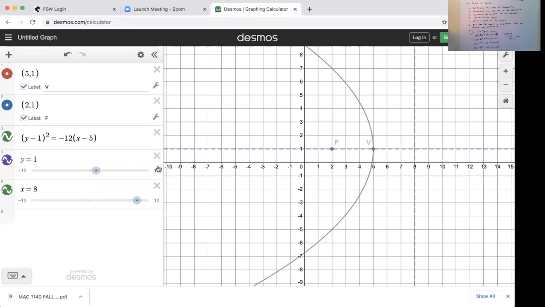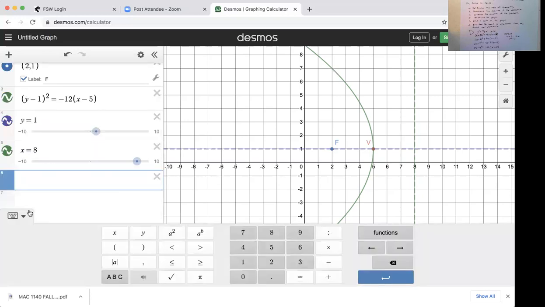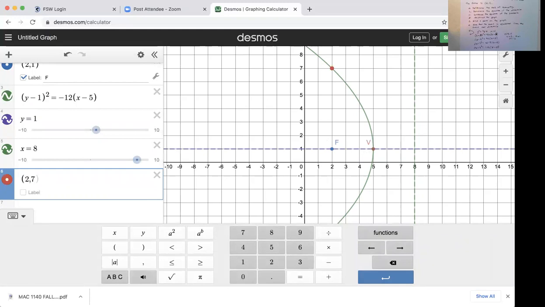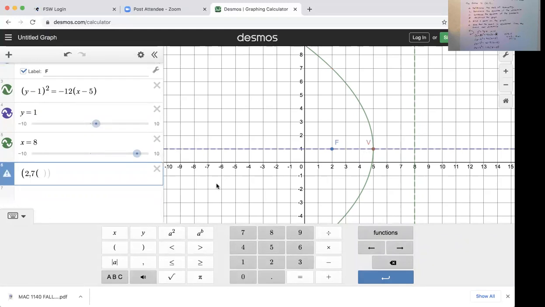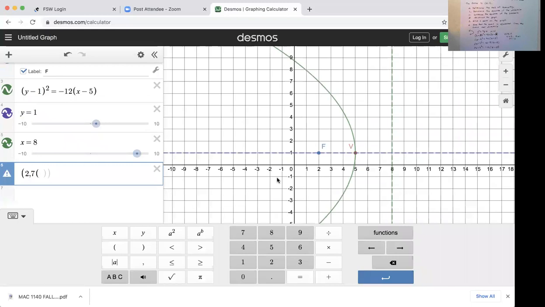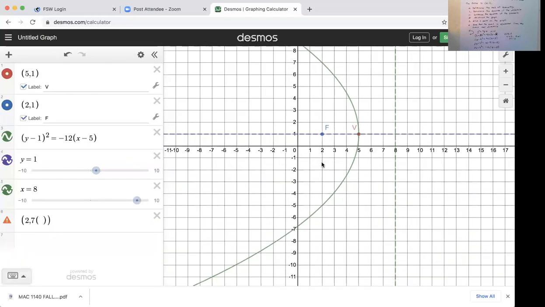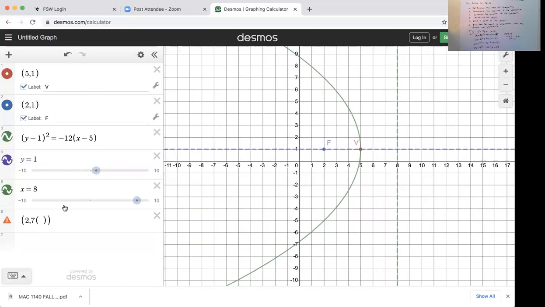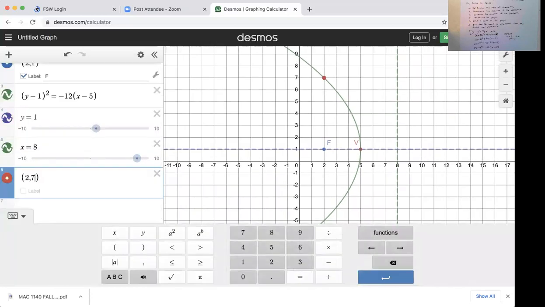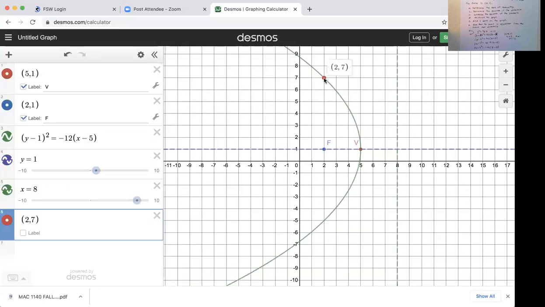constructed the graph. Now, I would like to find points on the graph. p is essentially 3. If I double 3, I get 6. Go up 6 from the focus. 1, 2, 3, 4, 5, 6. That point is (2, 7). (2, 7) is a point on the graph. It's a point on the latus rectum, as is (2, negative 5) if you would prefer. But I'm going to stick with (2, 7) as my point on the graph.